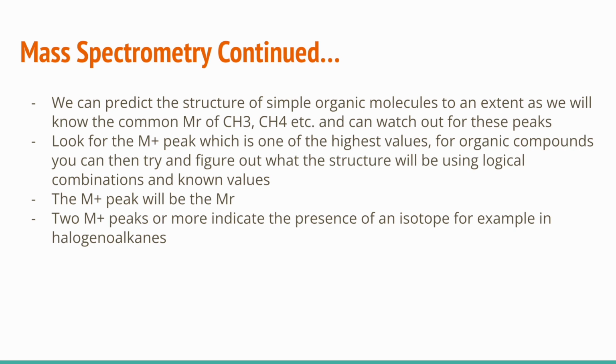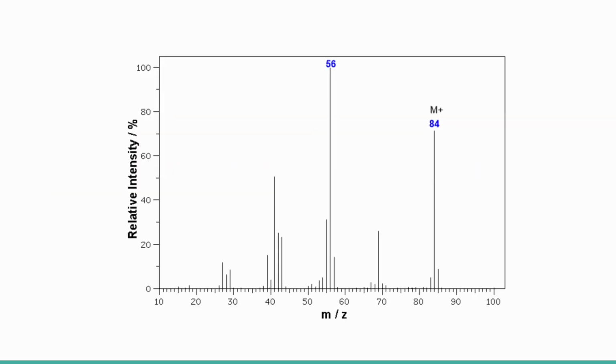It's also important that we understand what an M plus peak is. So this will be the peak with one of the highest values, and for organic compounds you can try and figure out what the structure will be using logical combinations of known values. The M plus peak will also be the MR. Here we see a sample mass spec with the mass charge ratios on the bottom of the graph, and we can also see the highlighted M plus peak.